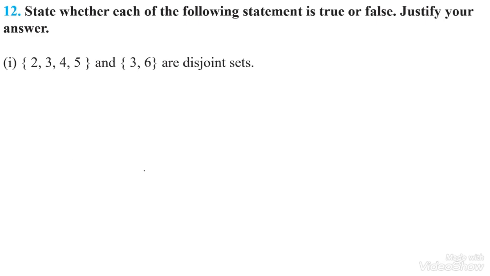2, 3, 4, 5 and 3, 6 are disjoint sets. Both are disjoint sets? No, because there is a common element, 3. There is a common element between the two sets. Therefore, it is not a disjoint set. According to this, this is a false statement. The given statement is false because it is not a disjoint set.